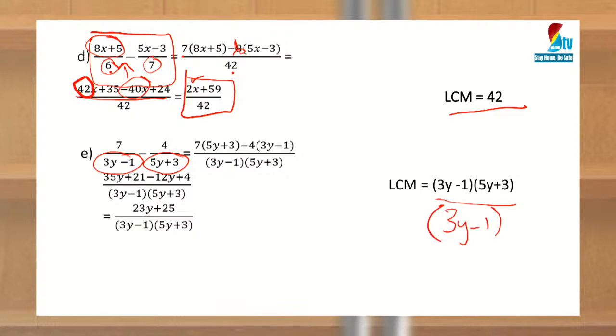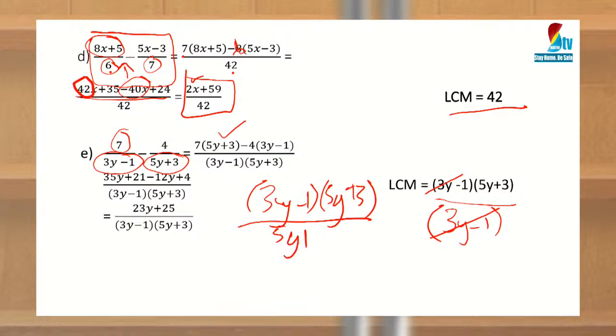When you are dividing, you just cancel these ones out, and then it means 3y minus 1 can go only 5y plus 3. Here it's the 5y plus 3. I'm going to multiply it with the numerator up here. If I have 3y minus 1 multiplied by 5y plus 3, all dividing by 5y plus 3, it means I'm going to cancel out this one and I get 3y minus 1.